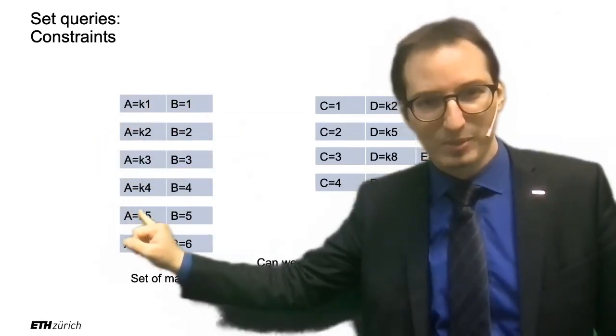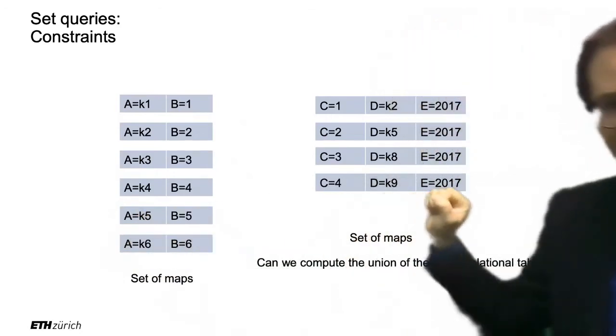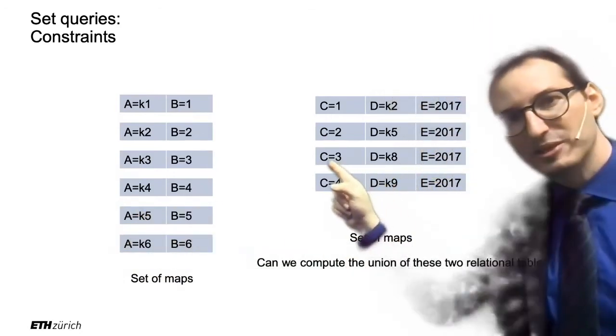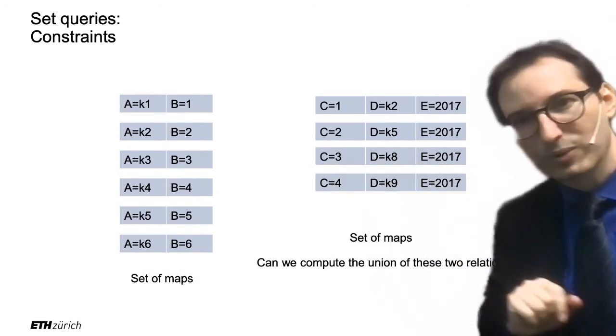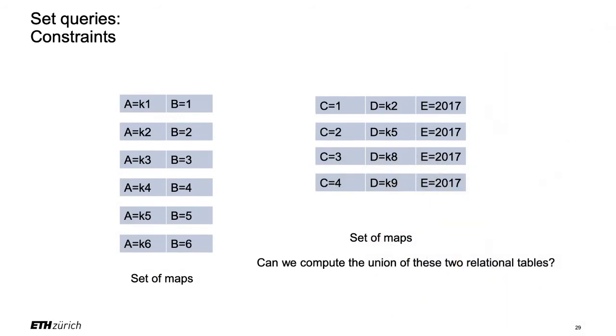This is another map that's mapping A to K5 and B to 5. This is a map that maps C to 3, D to K8, and E to 2017, right? So these are sets of maps. So I have 2 sets. Then I can take the unions of 2 sets, right? Of course I can. That's always possible.